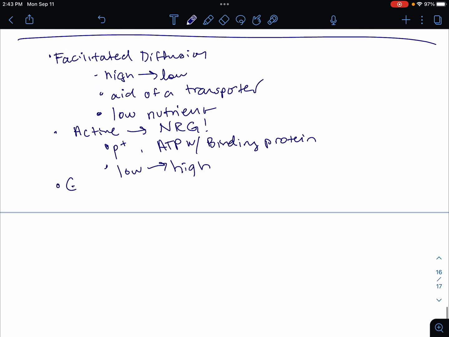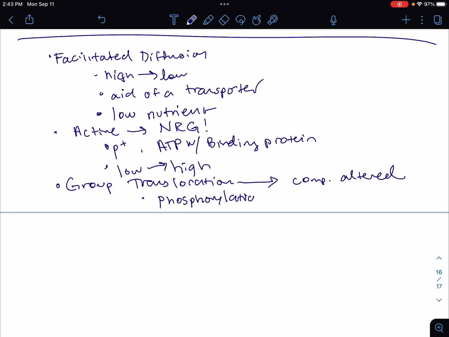There's also group translocation. This means the compound is altered. A common example that will be taught in a lot of courses talking about different biosynthetic pathways and whatnot would be phosphorylation. You're adding a PO group to them. Specifically, there's one of these processes that happens with glucose.